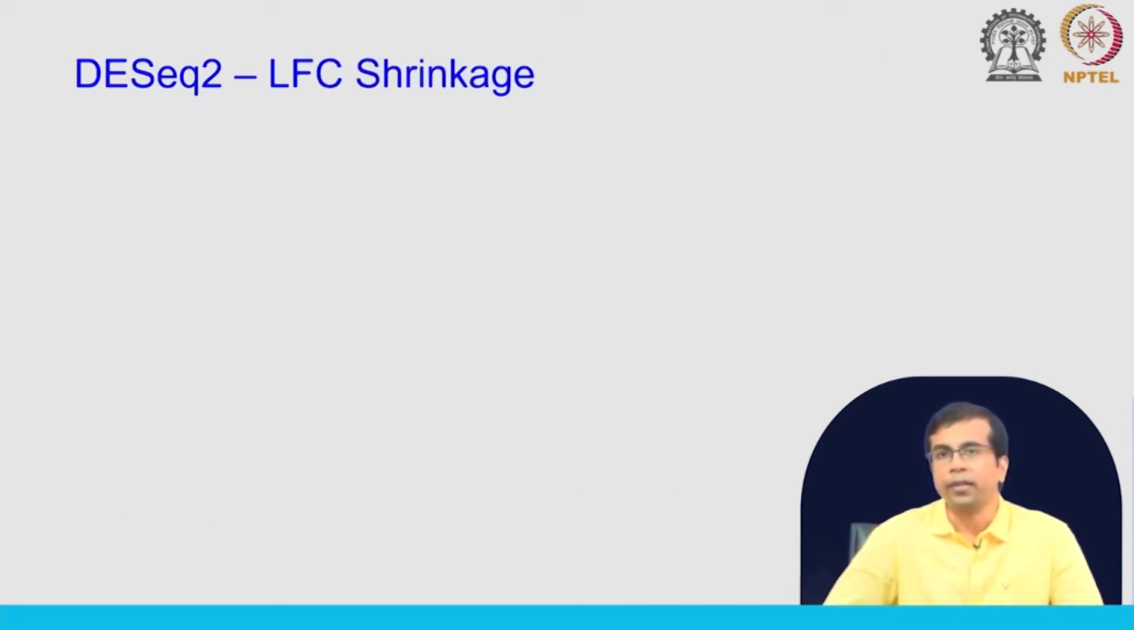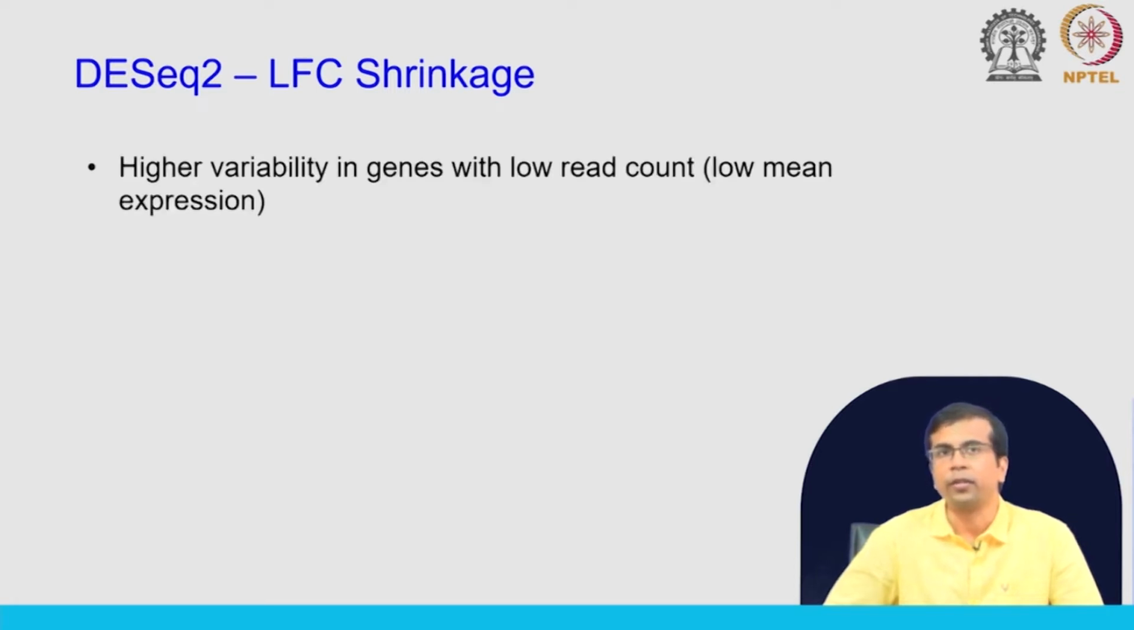Now, once you have estimated the dispersion, we also calculate the log-fold change, and there is another term that we use called log-fold change shrinkage. What does it mean actually? This is also somewhat related. What we see in RNA-seq data, or also in microarray data, is that genes that have low read count or low mean expression show a lot of variability in the data. The technical replicates show a lot of variability. This is kind of expected, right.